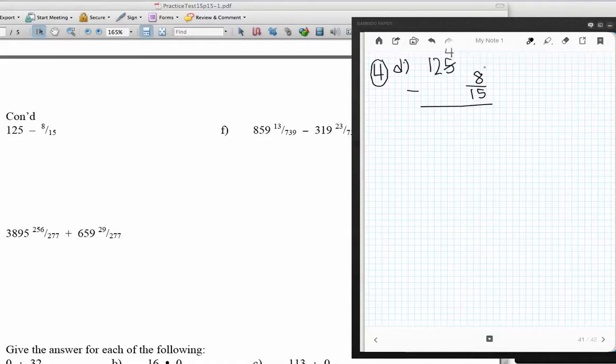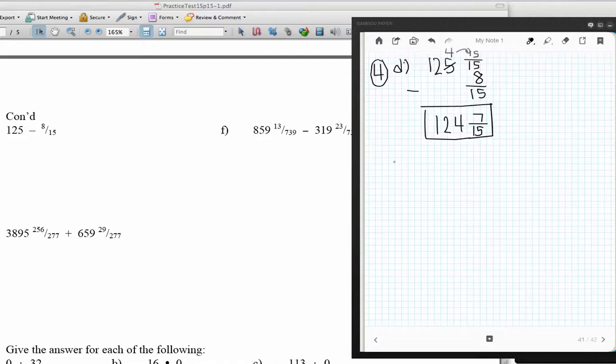And then over here, this has to be in terms of 15ths. So 1 in terms of 15ths, that 1 that I borrowed, is 15/15ths, right? That's the 1 that I borrowed. So now I can subtract. 15 minus 8 is 7, and that's 7/15ths. And then 124 minus nothing is 124. And that's quite easily probably the easiest way to do this problem once you get through the idea here of what it is to borrow.